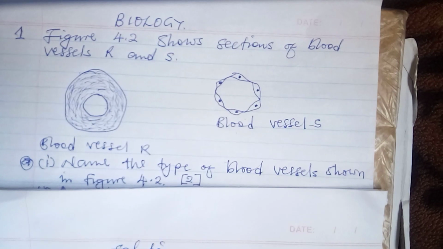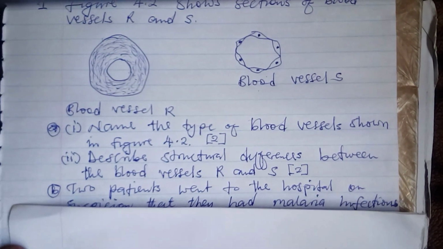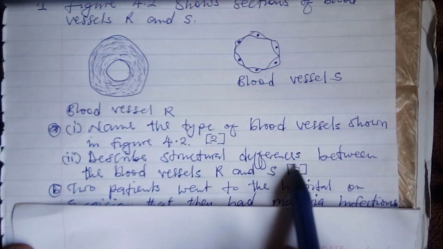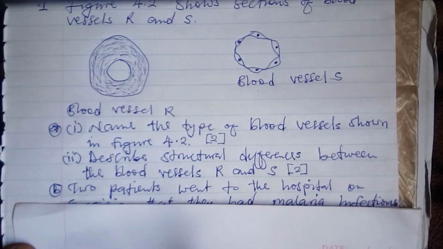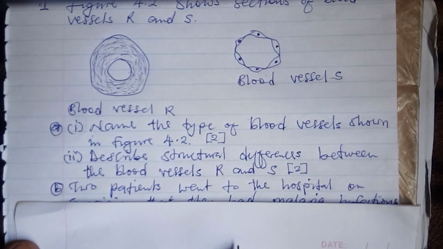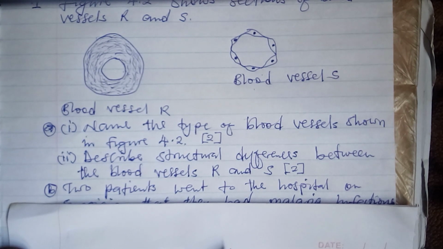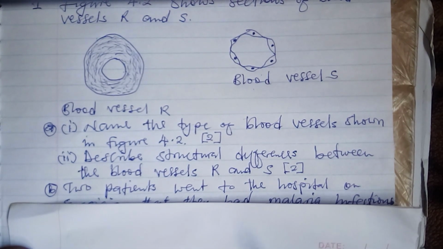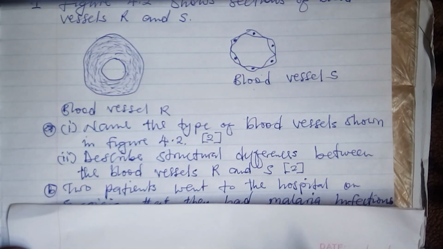We go to the next question. Describe structural differences between the blood vessels R and S. 2 marks. So what are the differences? Arteries have thick walls in order to transport blood. Both of them transport blood, but for arteries, they transport blood under high pressure.